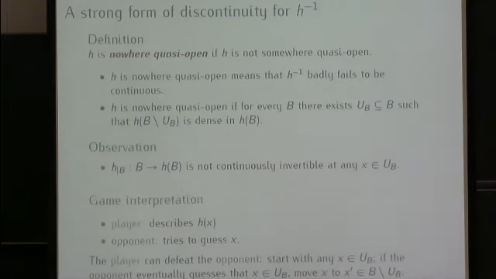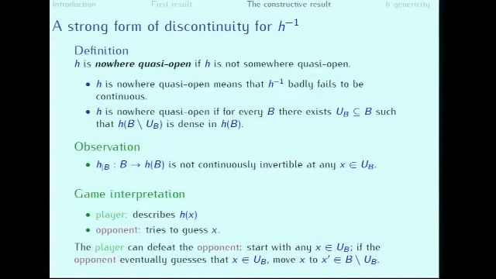So now the game interpretation of this is that if h is like that, then the player can defeat the opponent. So it starts as if x was in UB, and it waits for what the opponent says. And if eventually the opponent discovers that x is in this set, then you can move from x to some x prime outside this set. So you can defeat the opponent.